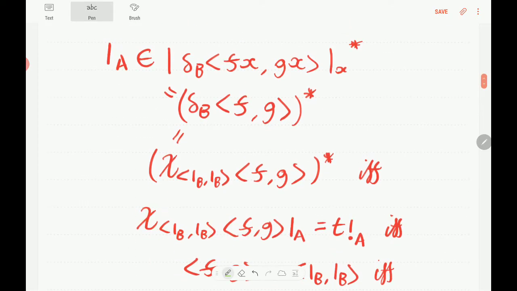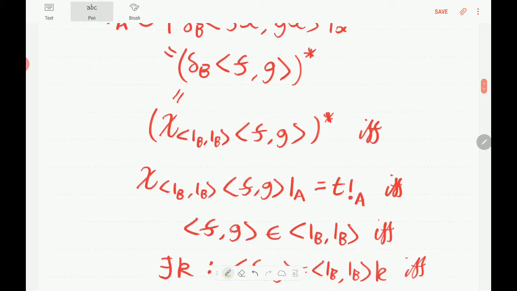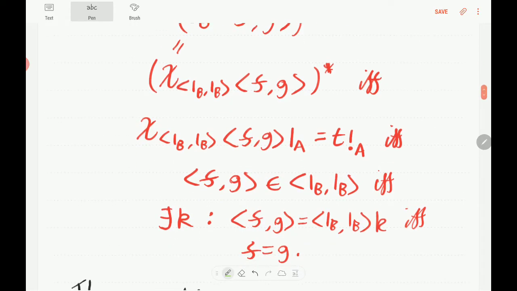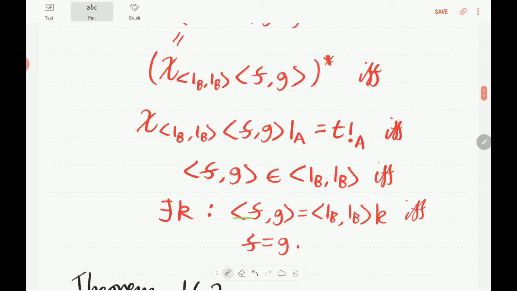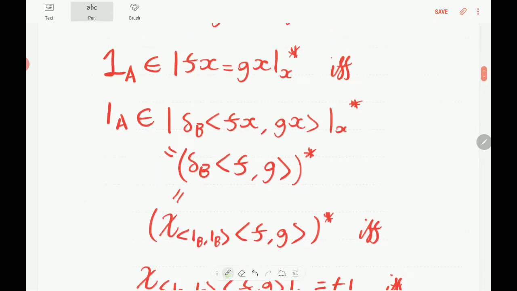we have that chi of identity_B comma identity_B after f comma g after identity_A sends everything to true. And that's going to happen if and only if f comma g is in identity_B comma identity_B. That happens if and only if there exists a k such that f comma g is equal to identity_B comma identity_B after k, which happens if and only if f equals g. So that's the completion of this proof, and it's really quite straightforward.